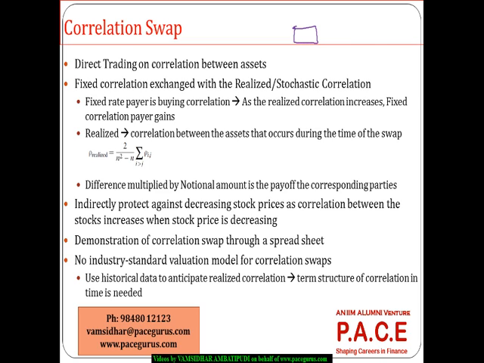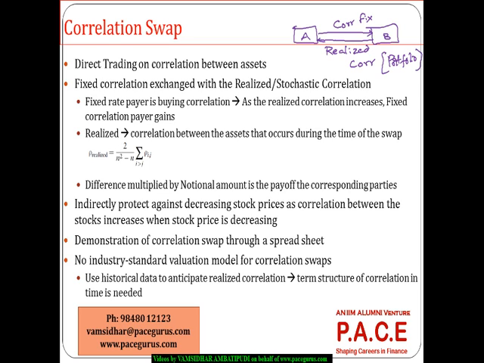A and B are getting into a swap agreement wherein A says, I'll pay a fixed correlation and I'll receive a realized or actual correlation between the two assets. Just like I pay a fixed interest and receive a floating interest, in a correlation swap, I'll pay a fixed correlation and I'll receive a realized correlation. This could be on one single security or on a portfolio of securities.